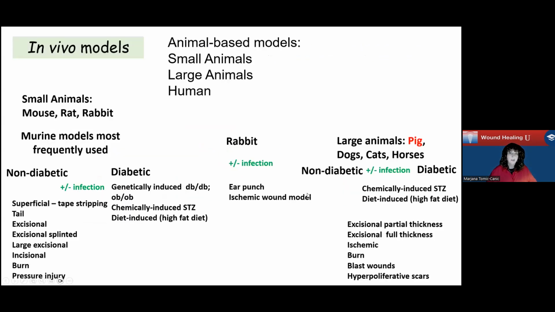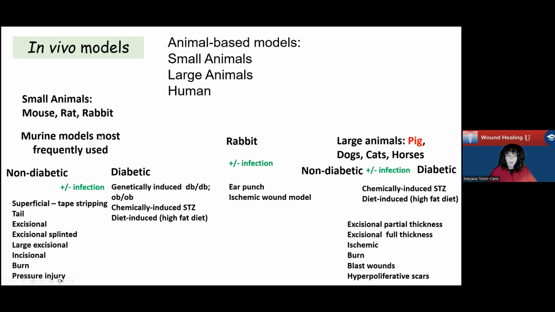And so we come to in vivo models, and it's impossible to summarize all of them, but they are either small animals, large animals, and obviously human. They can be non-diabetic and diabetic. They can have presence of infection or not, and there are various different combinations, whether we are talking about small animals, including mouse, rat, or rabbit.